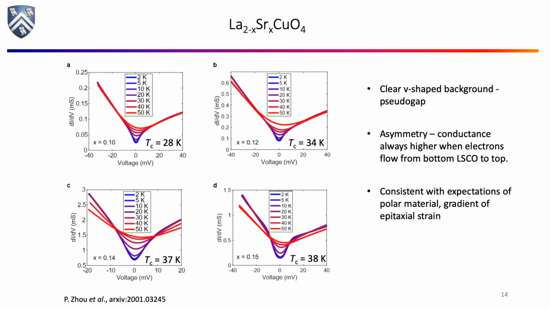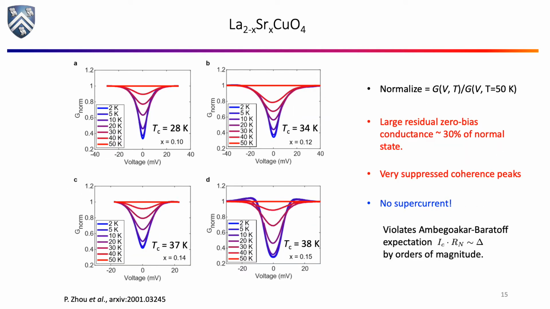That's usually ascribed to the pseudogap. There is also an asymmetry in the tunneling conductance. Conductance is always higher when the electrons are flowing from the bottom LSCO electrode to the top. That's actually consistent with expectations of this polar material, the way it's grown, and the gradient in epitaxial strain as you move away from the growth substrate. Now, what does this look like when you normalize to the normal state conductance at, say, 50 Kelvin?